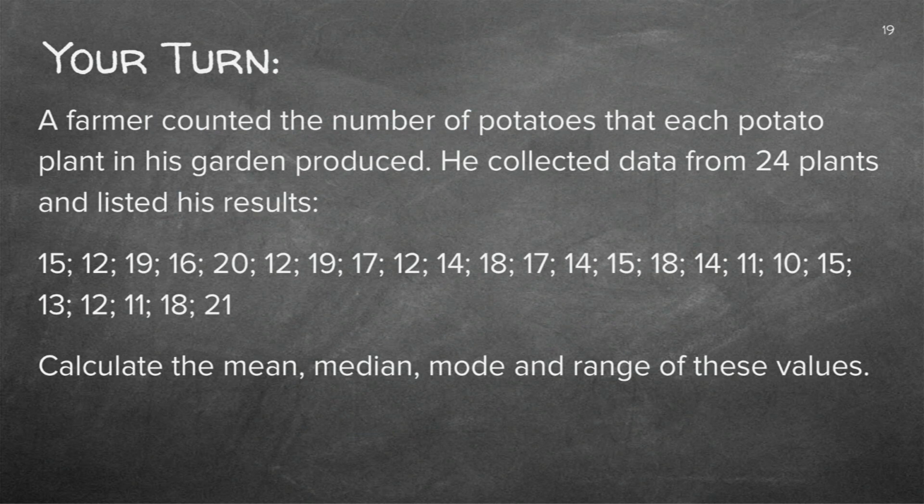A farmer counted the number of potatoes that each potato plant in his garden produced. He collected data from 24 plants and listed his results. There you've got them. Now they ask you to calculate the mean, the median, the mode, and the range of these values. Again, you know the story, you're going to pause and do this. If you're not so sure, you go back to the previous slides to refresh your memory, and then I'll see you with the answers.